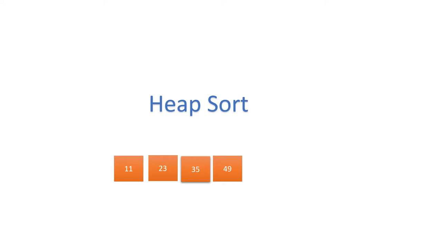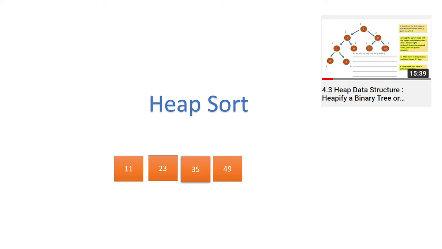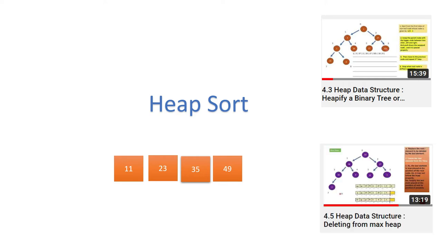Before proceeding to heap sort, I recommend you watch video 4.3, where I talked about how to create a heap using an array, and video 4.5, where I talked about how to delete a node from a max heap or min heap. Basically, heap sort is a combination of these two: how to create a heap from an array, and then how to delete the node and adjust. How it is working we will see next.